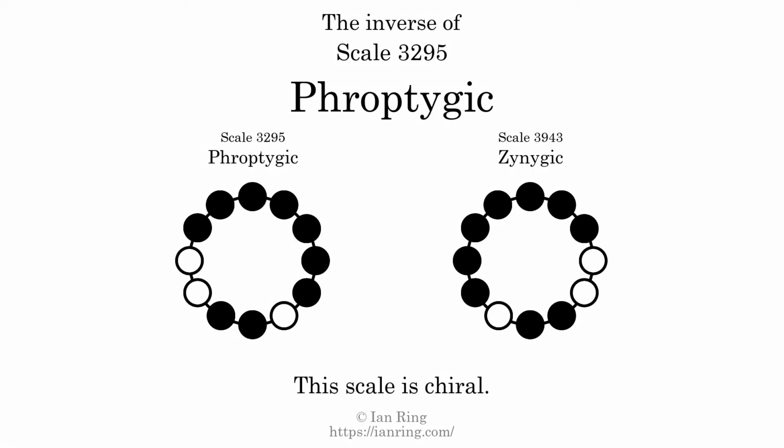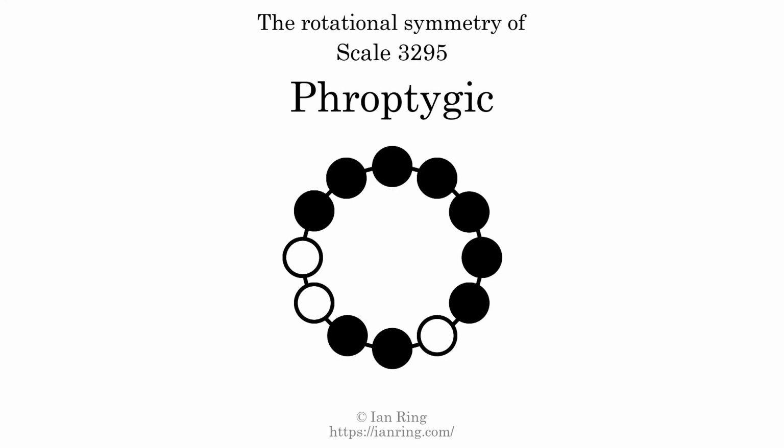The inverse of a scale is a mirror image. It is what you get when the sequence of intervals is reversed. The inverse of this scale is scale 3943, also known as Phroptygic. This scale is chiral. It cannot transform into its inverse by rotational transformation. This scale has no rotational symmetry.